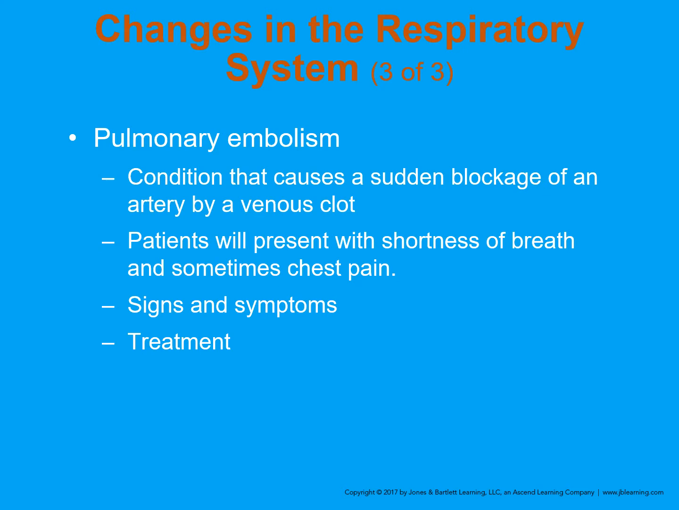Pulmonary embolism causes a sudden blockage of an artery by a venous clot. Patients will present with shortness of breath and sometimes chest pain. Generally sudden onset, and it goes immediately to bad, and it can kill them.